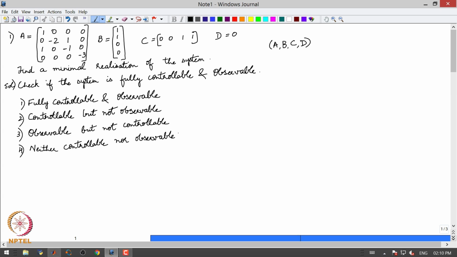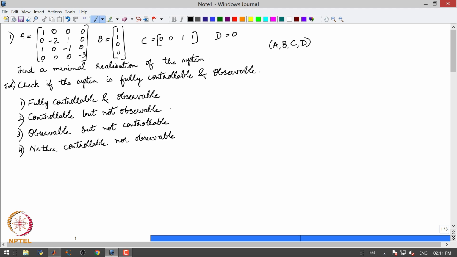So, in the lectures we have seen that when the system is fully observable and controllable, then the given realization is a minimum realization, because we know that the minimal realization always is in fully controllable and observable form. But in the cases when the system is not fully controllable or not fully observable, or neither of them is being satisfied, then we need to find a lower order system which is minimal.